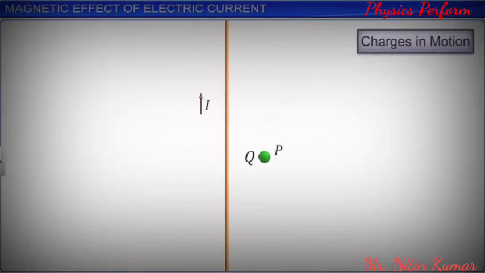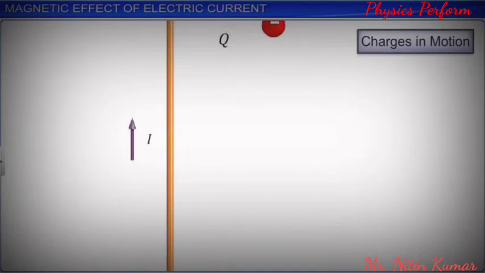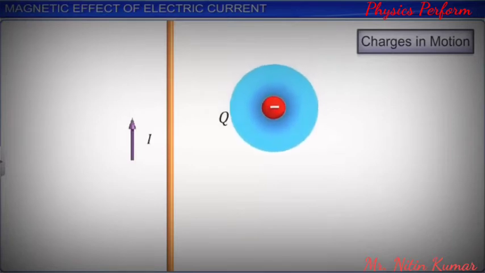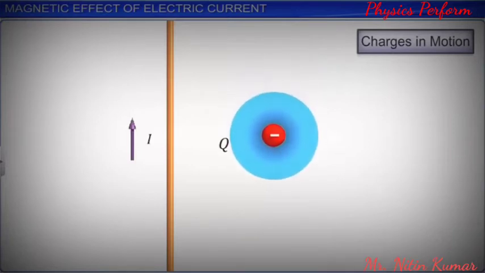If the charge Q is projected from point P in the opposite direction to the current in the wire, the charge gets deflected away from the wire if the charge is positive, and towards the wire if it is negative. From these observations, it is clear that there must be another field other than the electric field that exerts a force on the charged particle Q.